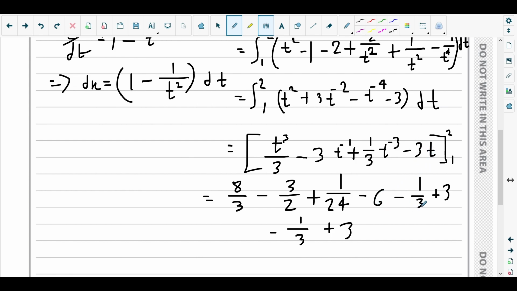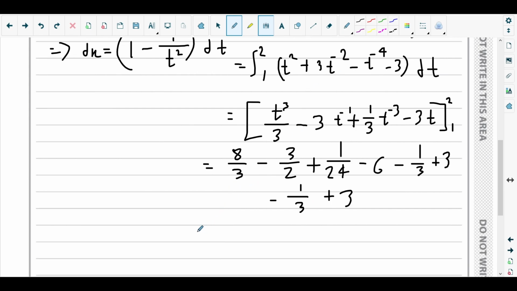So negative 1/3 plus 3. Okay, 3 over 1 is 3. That's fine. And then negative 1 over 3 plus 3. Okay, that's perfect. So do the calculation. Negative 6 plus 3, plus 3 plus 3, that is 6. 6 minus 6, that is 0. Now do the calculation with the fractions only.